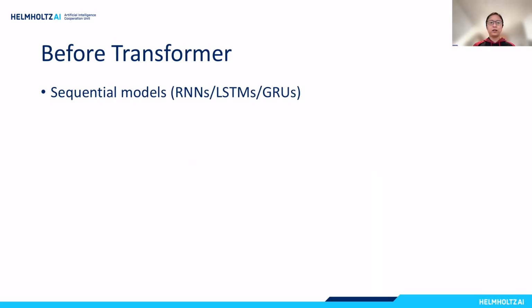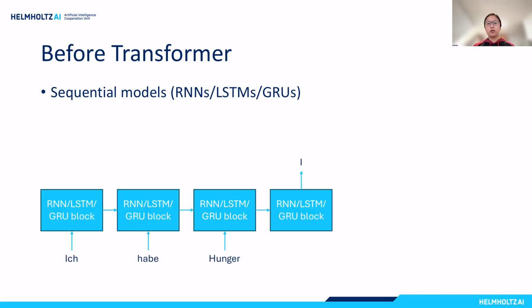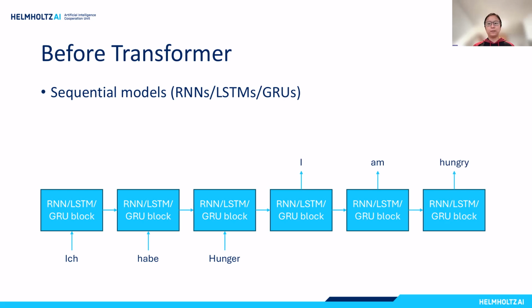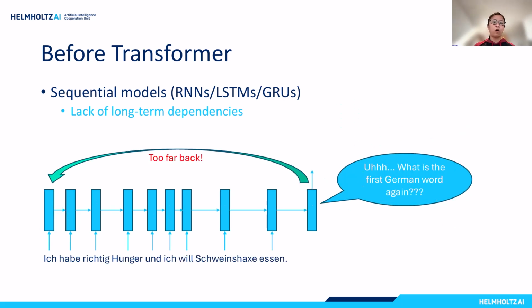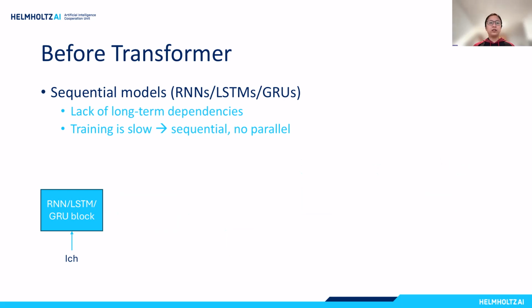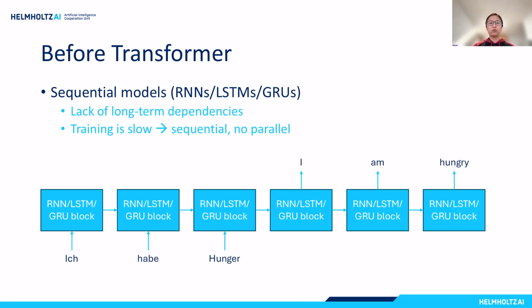Before transformers, most deep learning for sequences like text used RNNs or LSTMs or GRUs. These models process the input and output sequentially like this. However, this kind of sequential model has problems capturing long-range dependencies, such as a word at the start may be forgotten later, especially if the sentence is long. Moreover, due to the sequential process, it is slow to train since there is no parallelization.